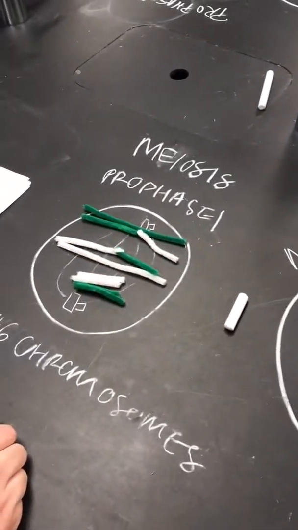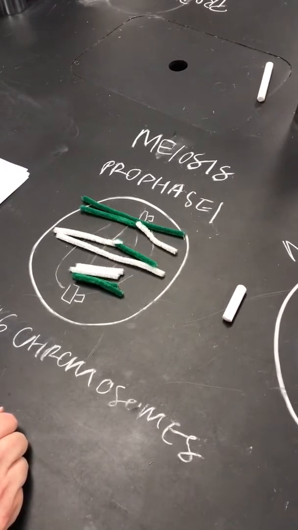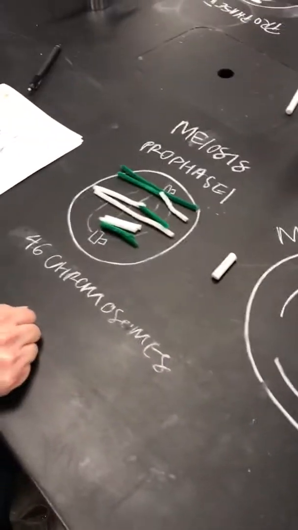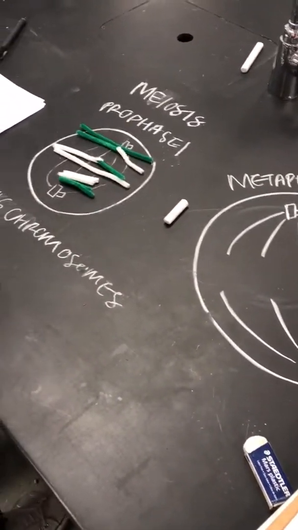So they're paired up, but they didn't cross over. Is that okay? Does that happen sometimes? Yeah, it's random, right? So you might cross over, you might not cross over. Okay, so that happened. Okay, now what?